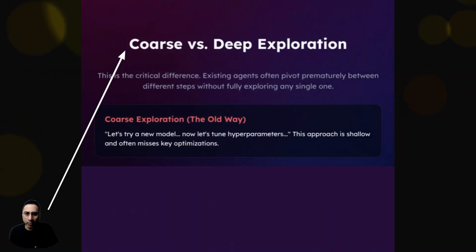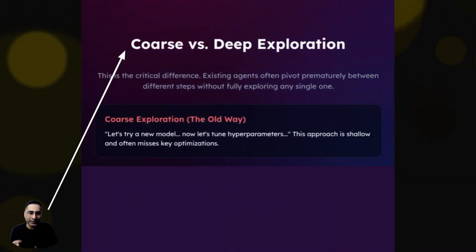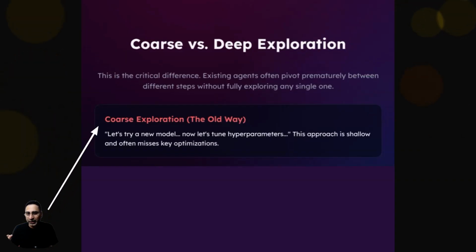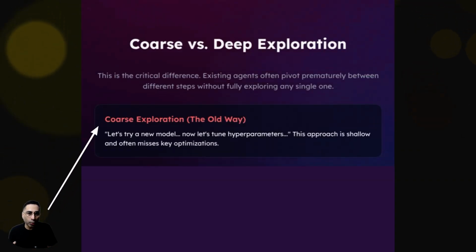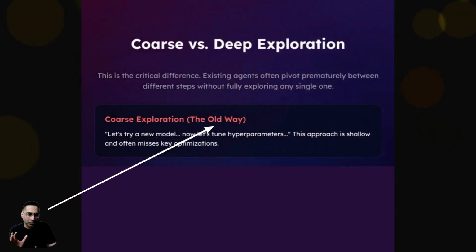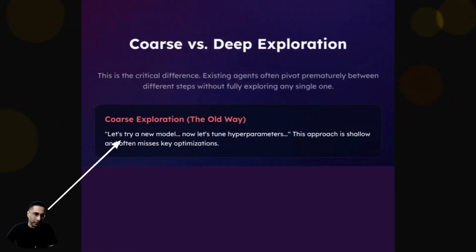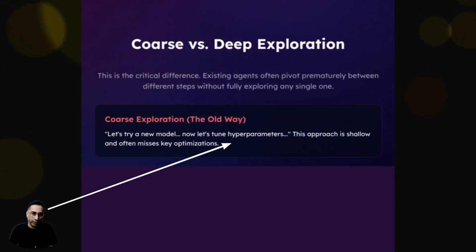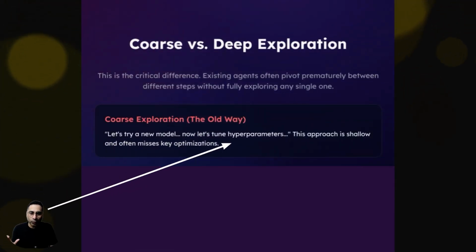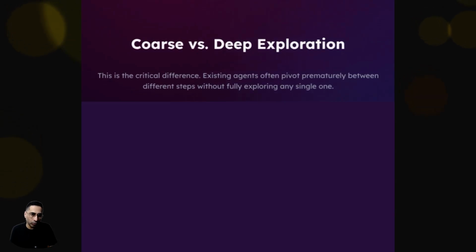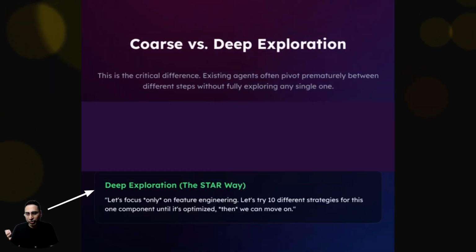Let's go a little bit deeper on that second point, because it's the critical difference. Existing agents often engage in coarse exploration. That means they jump between steps. Let's try a new model. Now let's tune hyperparameters without fully exploring any single one. It's a little bit of a shallow approach. This is where MLE-STAR shines, right?